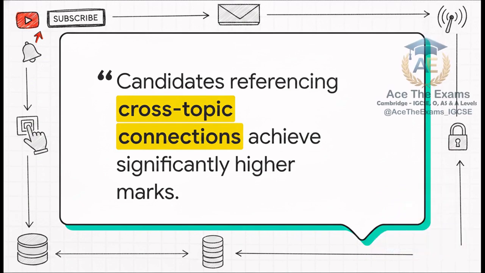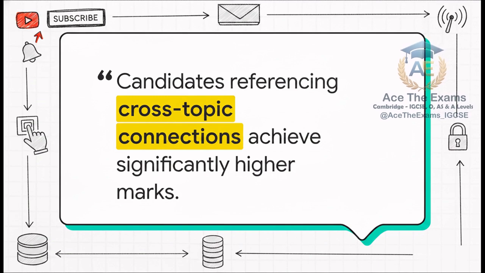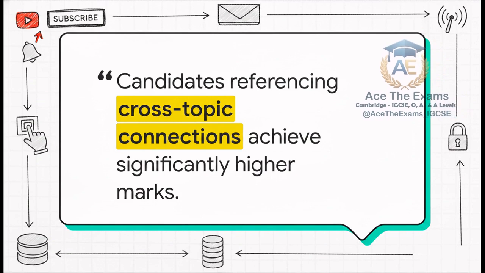Okay, so to avoid the massive traps that Alex and Sam just fell into, you really have to understand that the assessment objectives for 3.1 sensors target 3 distinct cognitive domains.